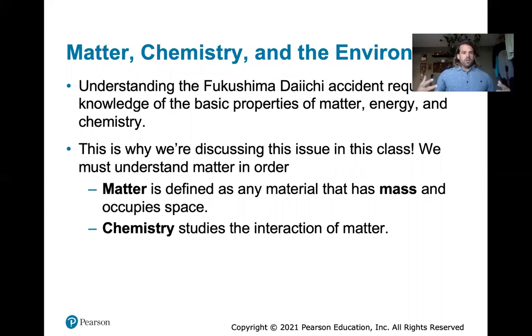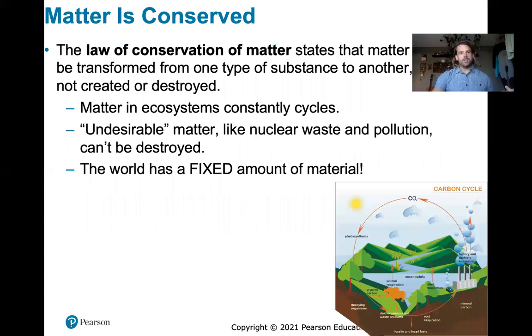So again, understanding these nuclear disasters like Fukushima and Chernobyl requires knowledge of the basic properties of matter, energy, and chemistry. And that's why we're going to talk about it in this class starting now. So matter is defined as any material that has mass and occupies space. That's the definition of matter. And chemistry is just the study of these interactions.